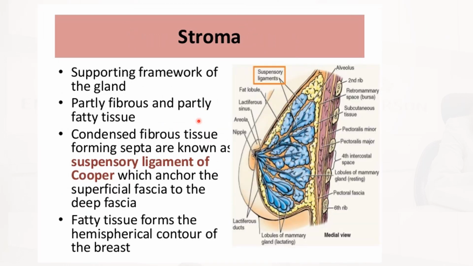In terms of stroma, this is the supporting framework of the gland, partly fibrous and partly fat tissue. Condensed fibrous tissue forms septa, which are known as the suspensory ligaments of Cooper, which anchor the superficial to the deep fascia. Then the fat tissue forms the hemispherical contour of the breast.